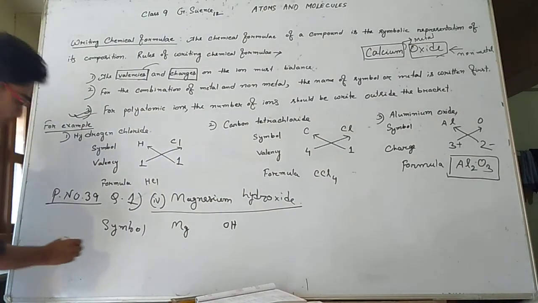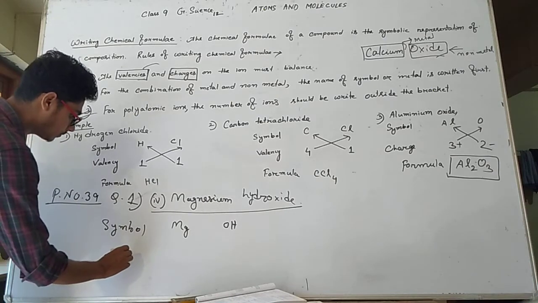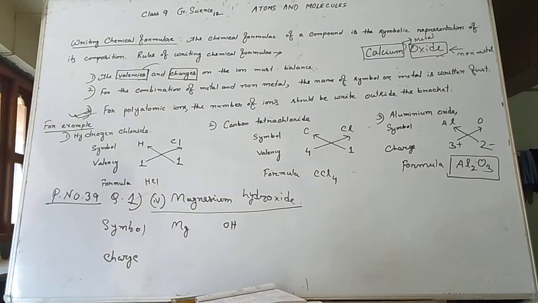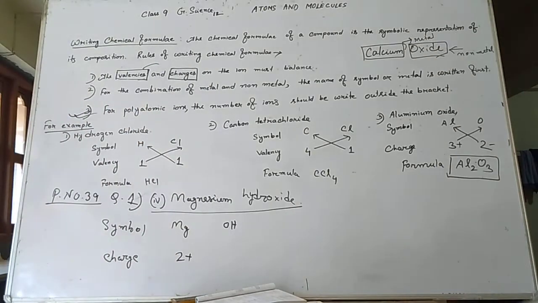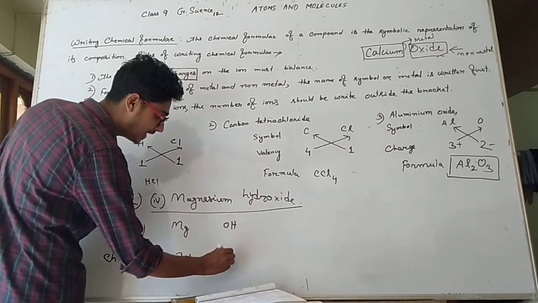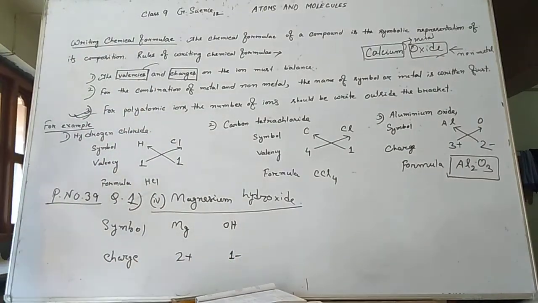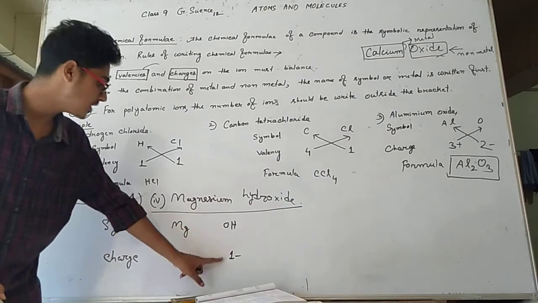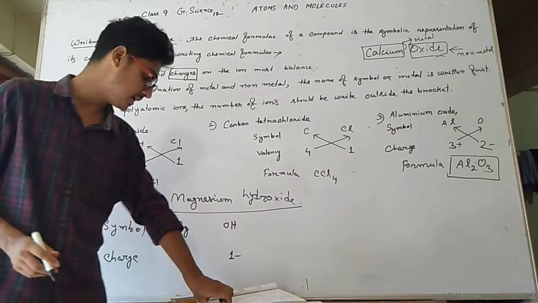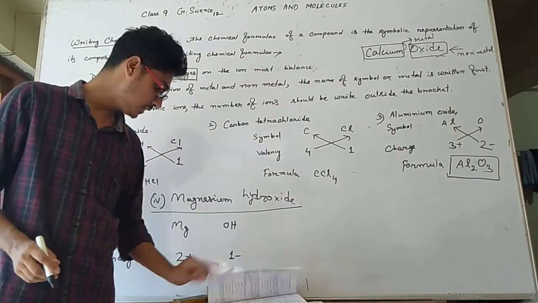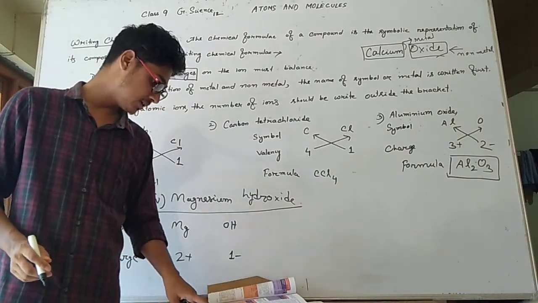After that we have to write the charge. The charge of magnesium is 2 positive. You have to remember that. The charge of hydroxide is 1 negative. You can get these charges and valencies from the table. I repeat, from table 3.6, page number 37.